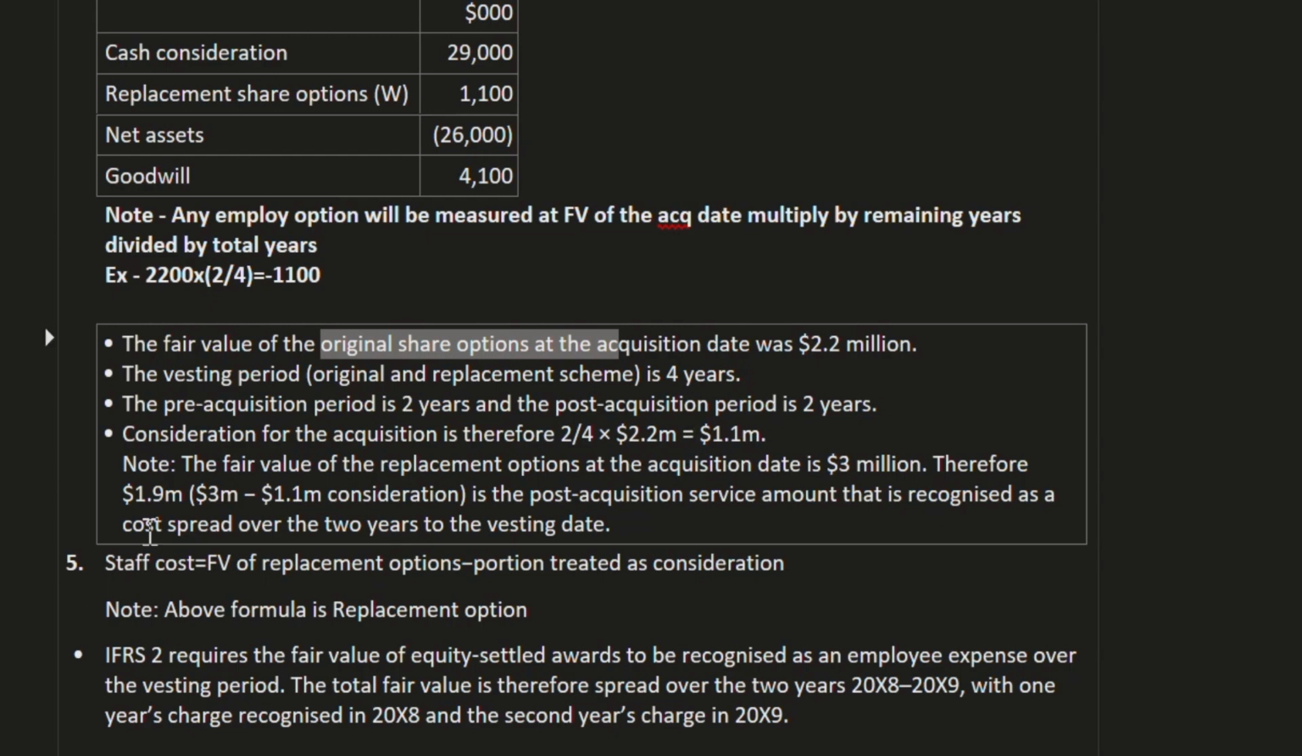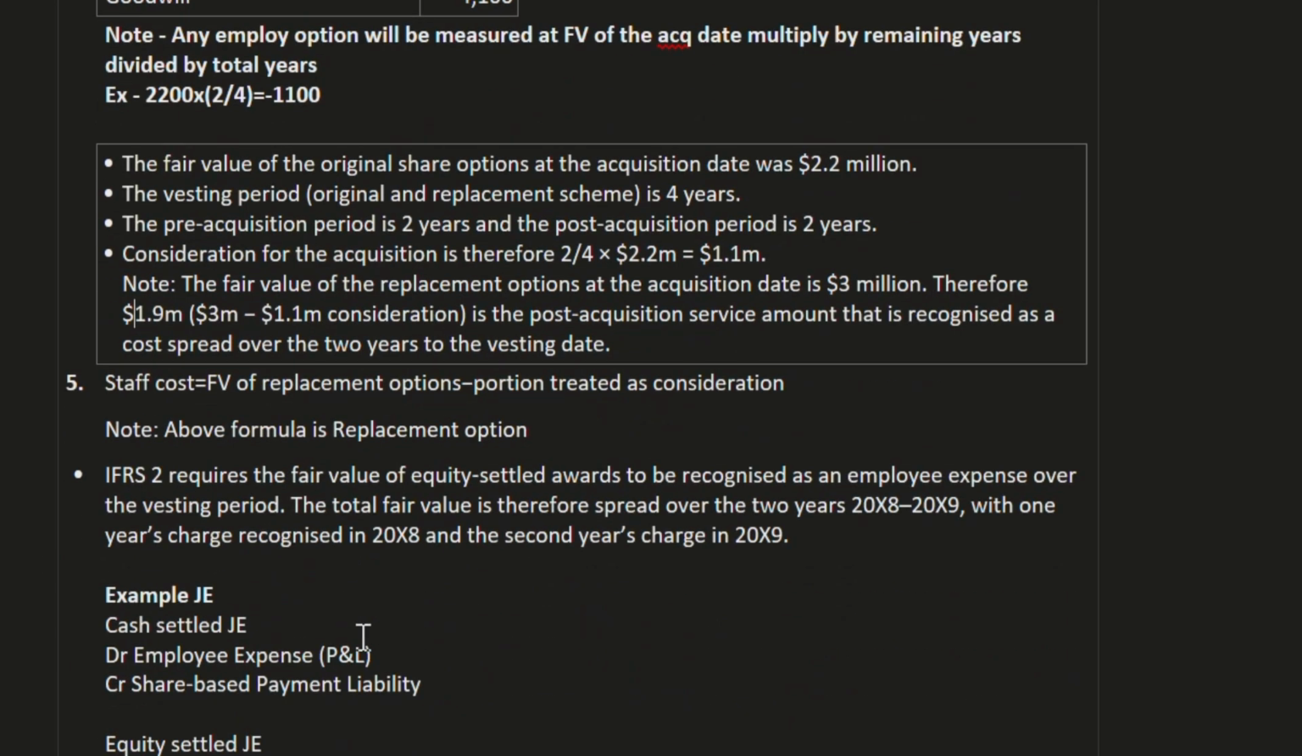We will see that. Now, the fair value of the replacement option at the acquisition date is 3 million. Here, for the replacement option we have 3 million, while the original share option at the acquisition date was 2.2 million. So both are different. Now we will see how it came.